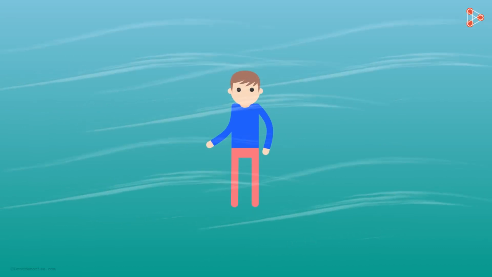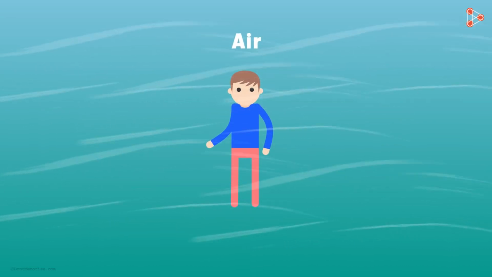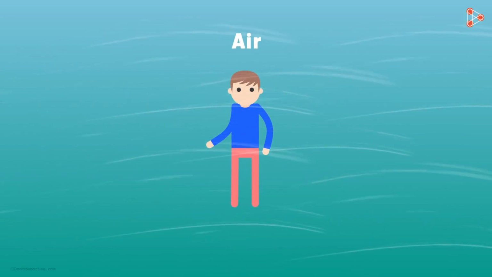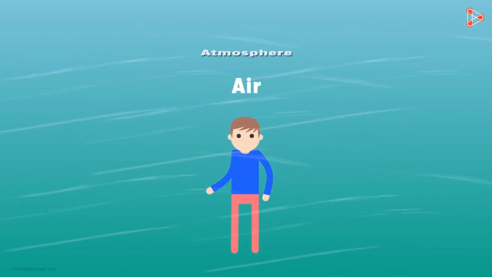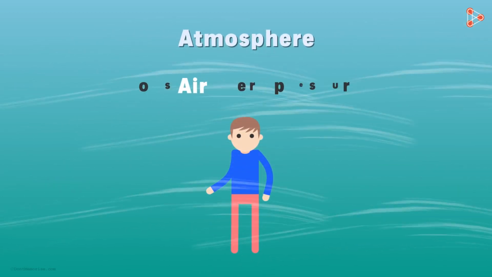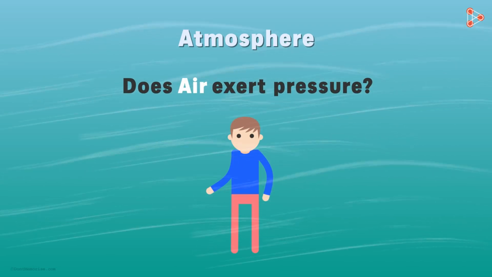We are surrounded by air from all the directions. This envelope of air around us is what we call atmosphere. Does air also exert pressure on objects on the Earth?